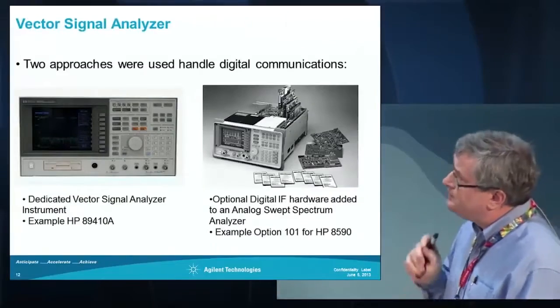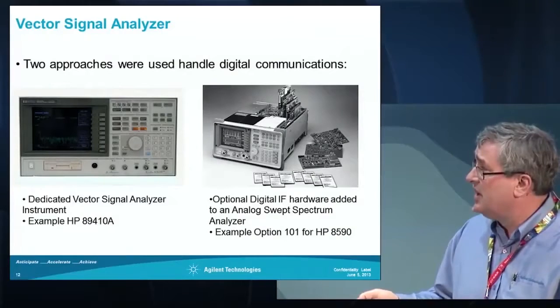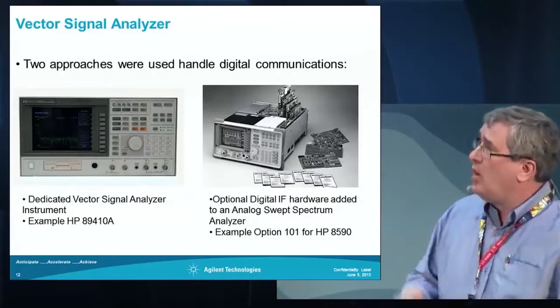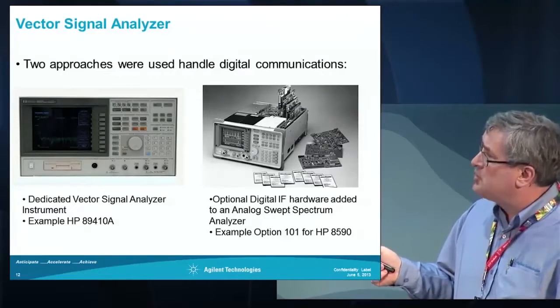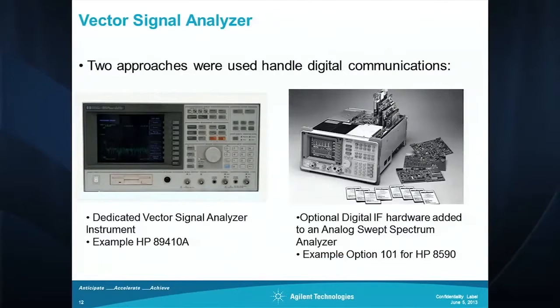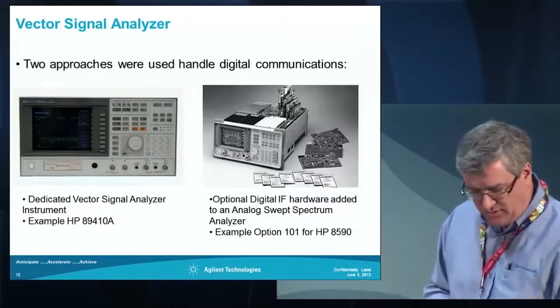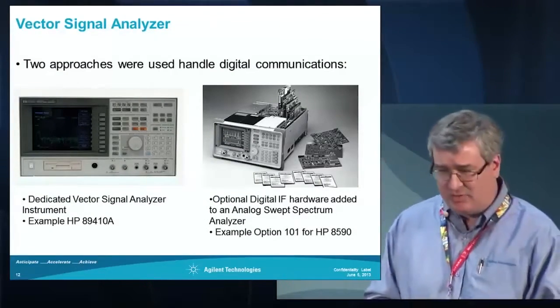So in response, there were basically two responses in the marketplace. First of all, we started producing dedicated vector signal analyzers, like the 89410A, which came out around this time. The other approach was we started adding custom or optional digital IF boards, designed specifically to capture these digital signals, to our classic spectrum analyzers. While the first was certainly an interesting product, the tech we're going to be talking about mainly today is how we added optional hardware to our spectrum analyzers in order to make these measurements.